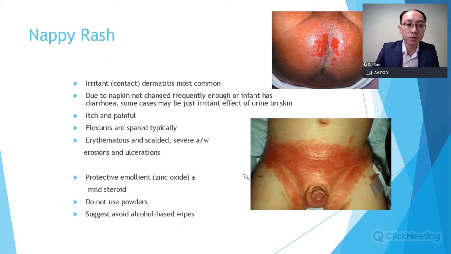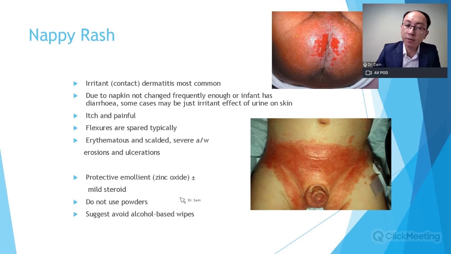And normally in nappy rash, typically the flexures, you can see here the inguinal flexure, are spared because at the flexure you don't have direct contact with the urine. Normally, you will also see a very erythematous, scalded appearance. In a severe one, you can see erosion with ulceration. Look at the picture at the upper part. This is an erosion with ulceration.